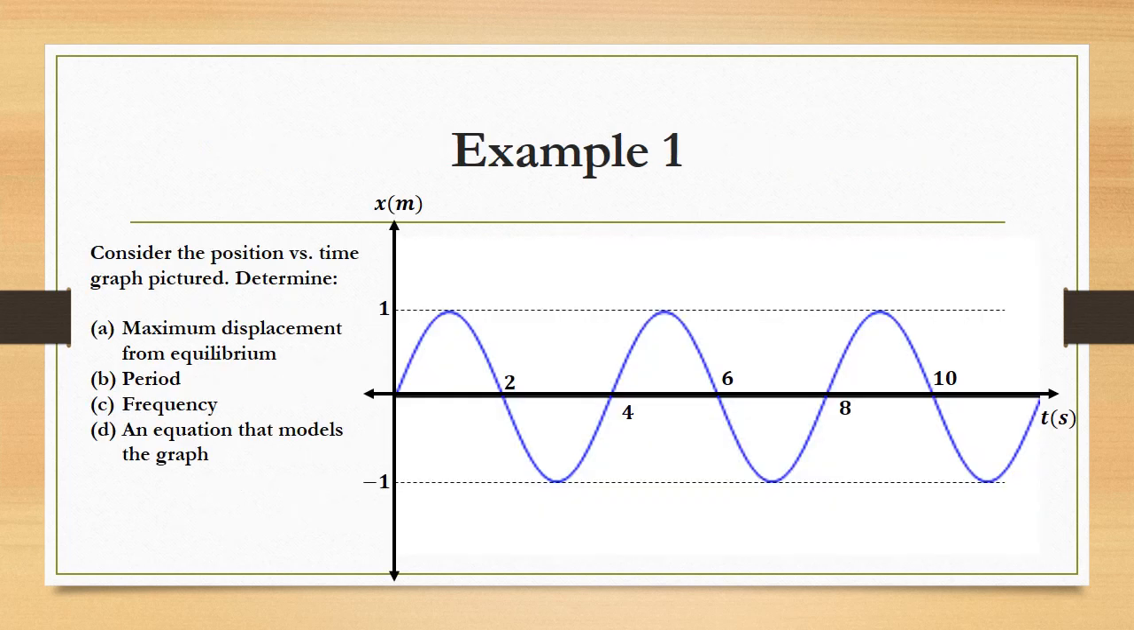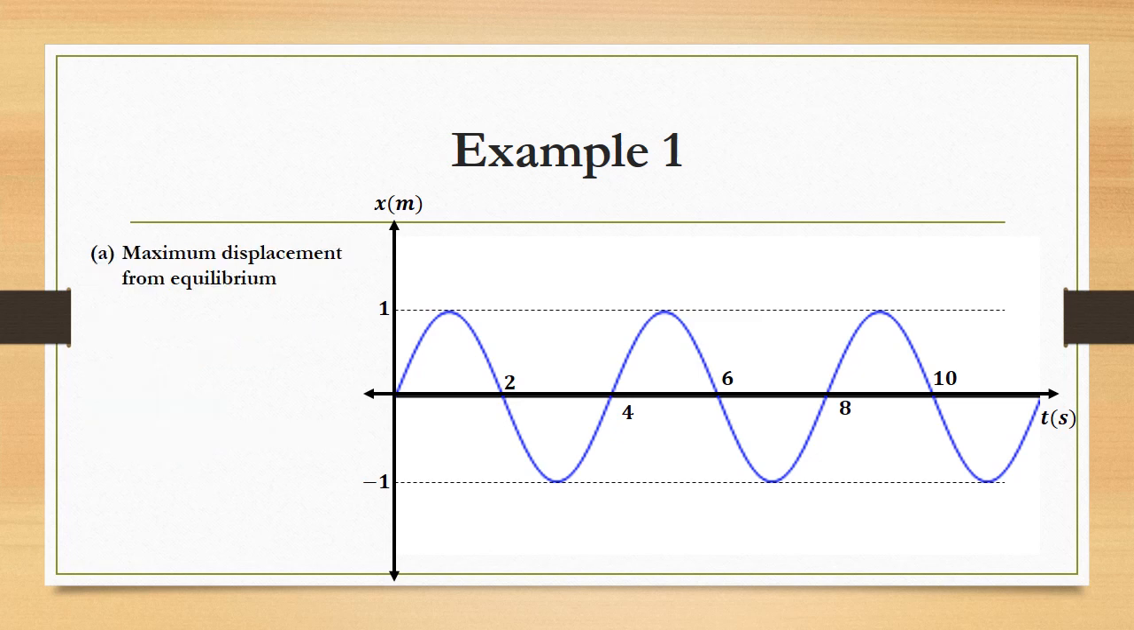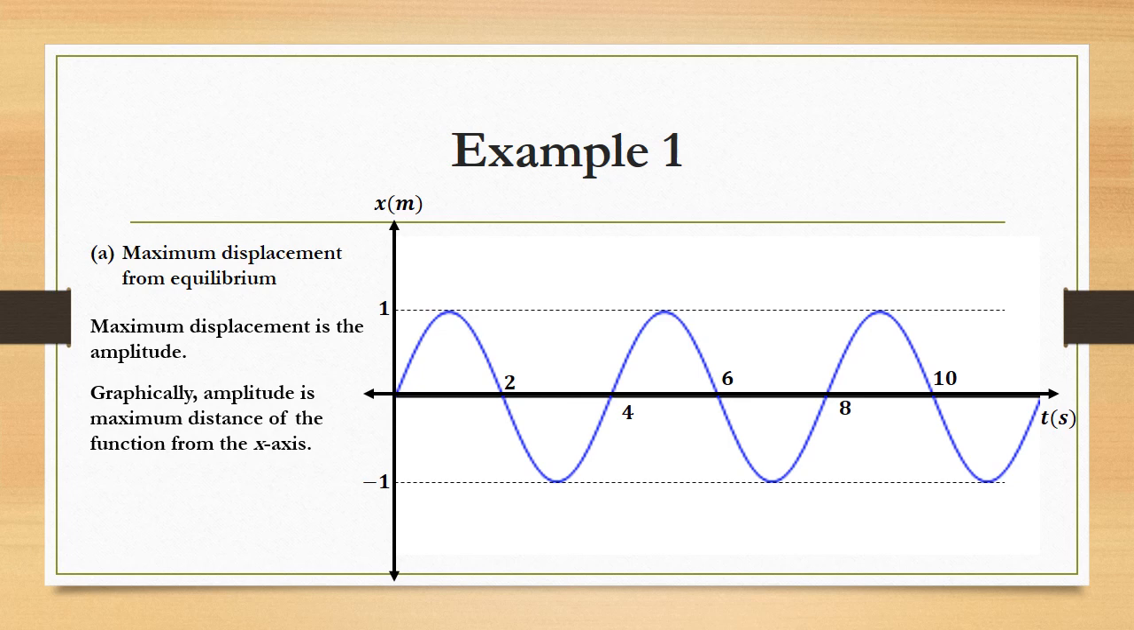Go ahead and pause the video and try to solve these 4 parts. Let's go through it, starting from maximum displacement from equilibrium. What's the term that means the maximum displacement? That's your amplitude. And graphically, it's the maximum distance that you ever see the function get from the x-axis. So you can mark the amplitude here, and in this case, it's 1 meter.